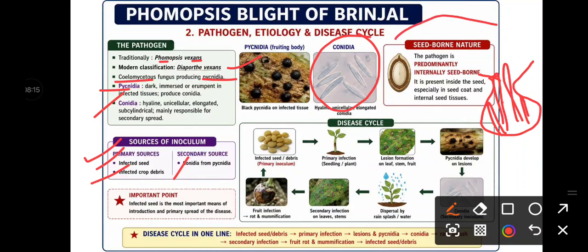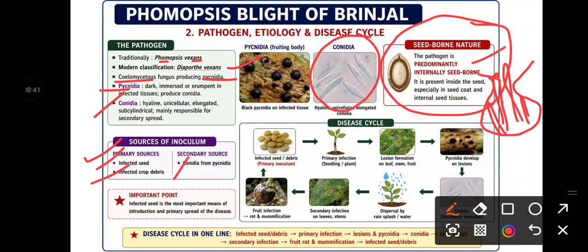It is seed-borne in nature. Phomopsis blight, Ascochyta blight, remember these two diseases. These are internally seed-borne diseases. The pathogen is predominantly internally seed-borne. It is present inside the seed, especially in the seed coat and internal seed tissue. Okay, so let's see this disease cycle.